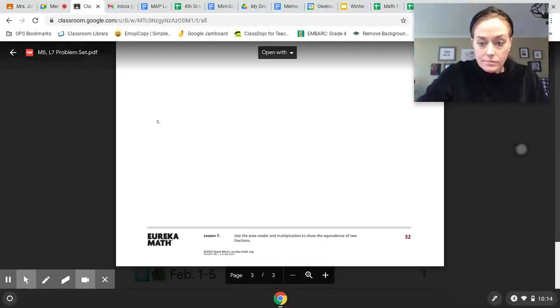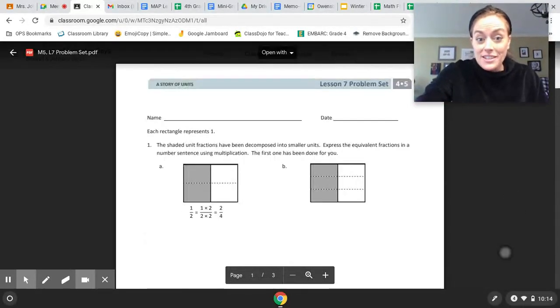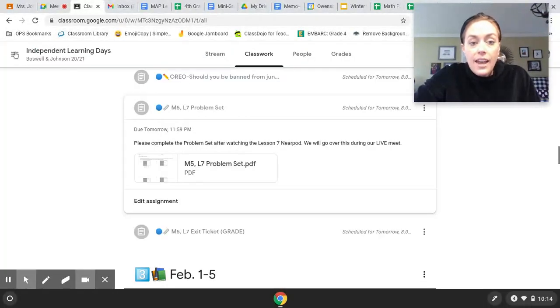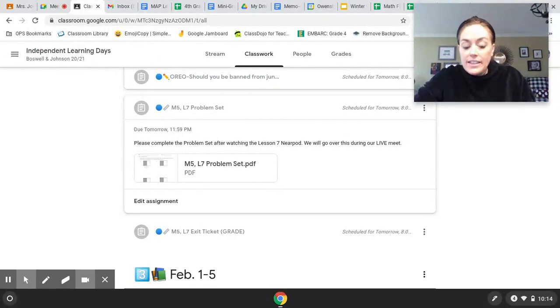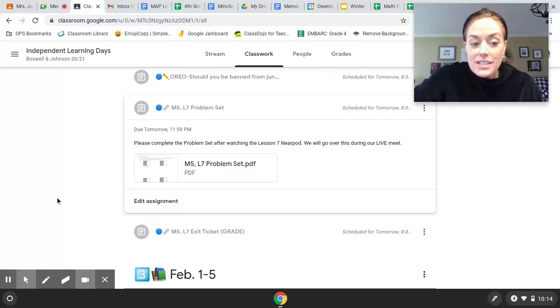Okay. I really like this problem set. I think this is going to give you guys some really great practice. Since we did move on today, it's going to be really important that you get that done. And then we'll follow up with the exit ticket. Okay, so good luck. And if you have any questions, feel free to reach out.